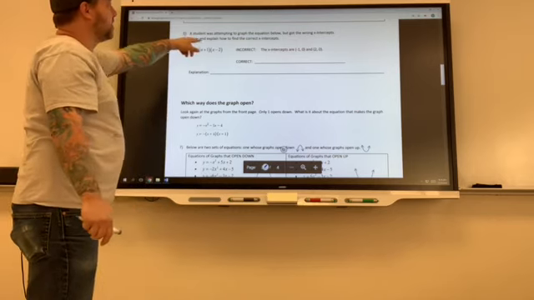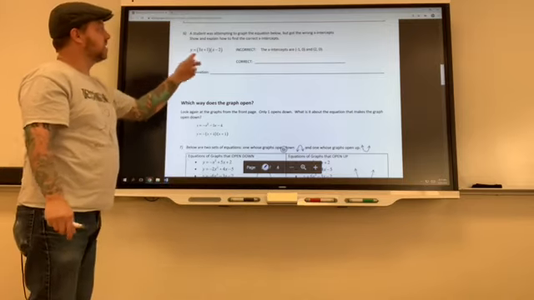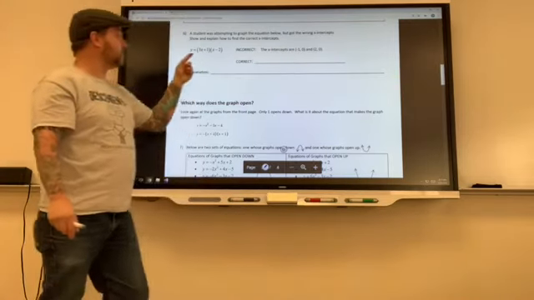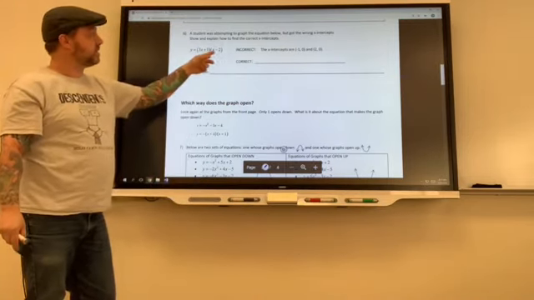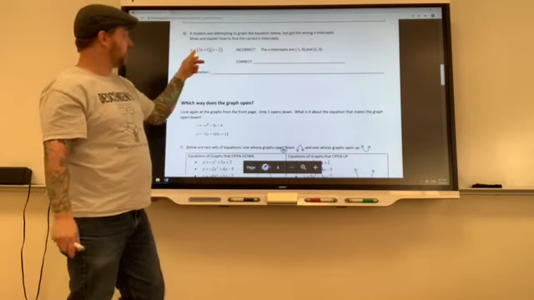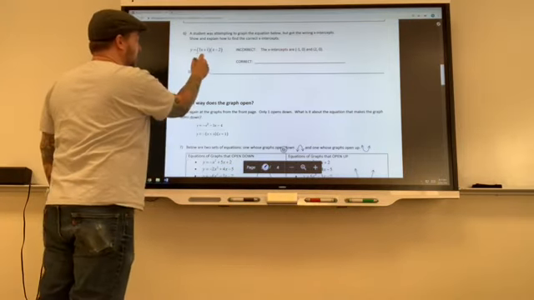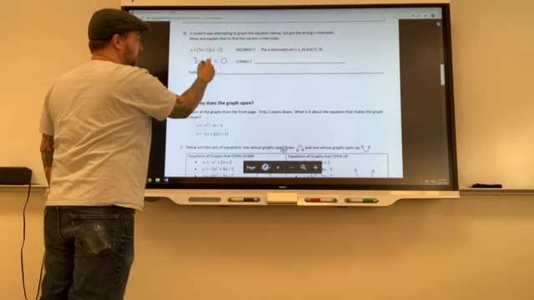The student was attempting to graph the equation below but got the wrong x-intercepts. So it's not -1 and 2. How come? X-intercepts are when y is 0, so that's okay. Oh, it's this one, right? 3x plus 1 equals 0.